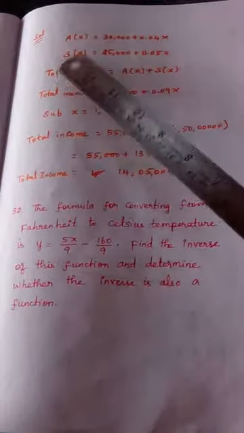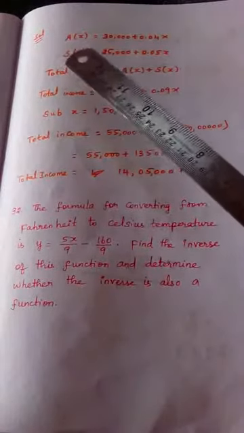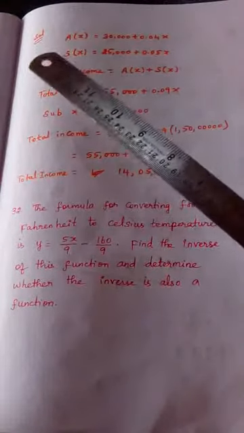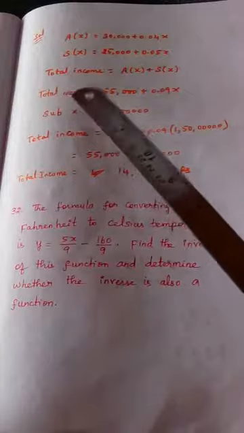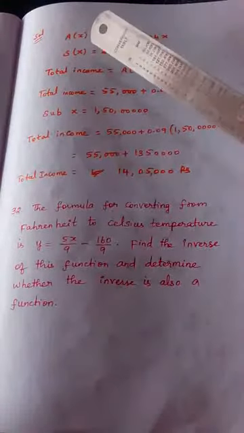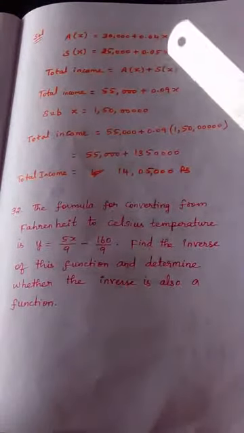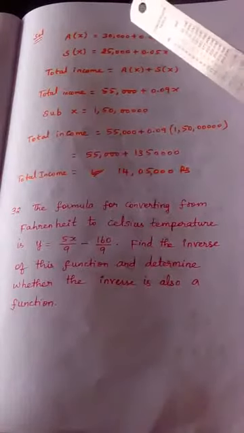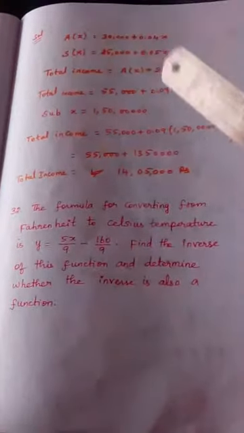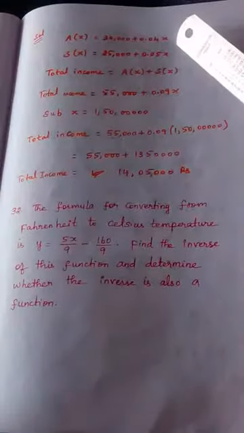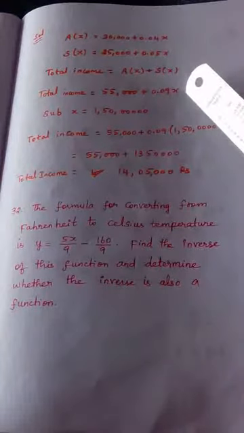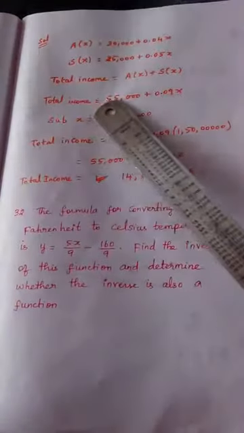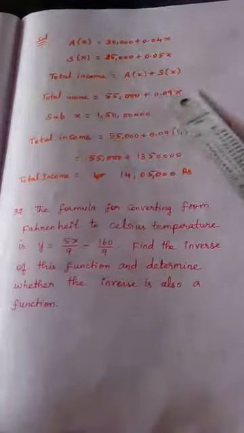First I am writing what are the given two things, A of X and S of X. What is A of X? You know, father's income. S of X is nothing but son's income. We need to find the income together. So total income is equal to, add these two functions, A of X and S of X. You know very well how to add two terms. 30,000 plus 25,000, right? 55,000. 0.04x plus 0.05x. The answer is 0.09x. So this is nothing but total income, right?